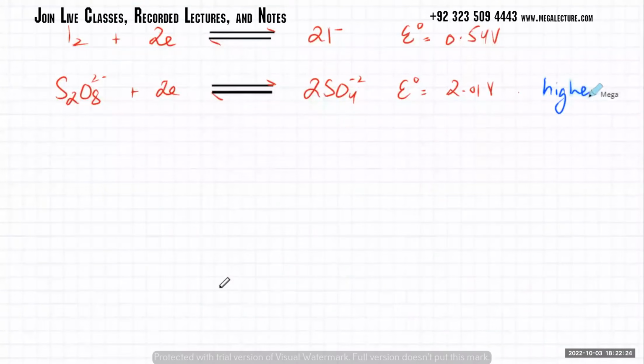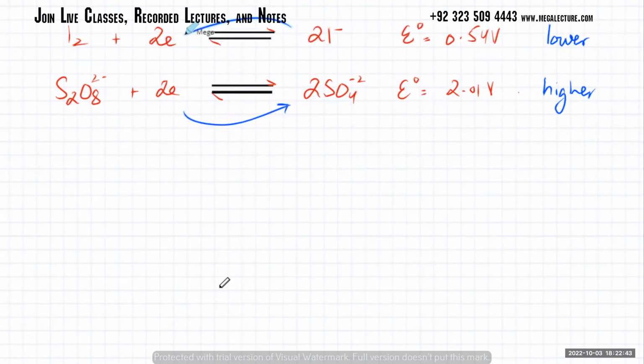और अभी हमने क्या discuss किया था? Higher, what does the higher one want to do? It wants to gain electrons, right? And this over here is the lower one. The lower one wants to lose electrons. So the higher one wants to gain electrons. And the other one is the lower potential. So that one wants to lose electrons.